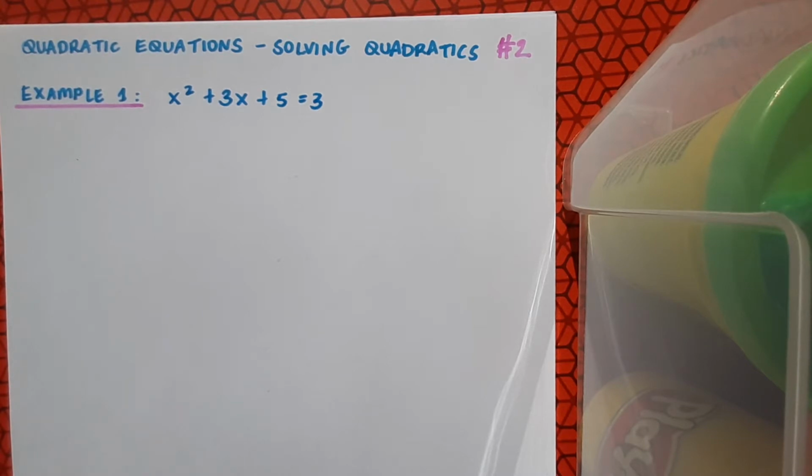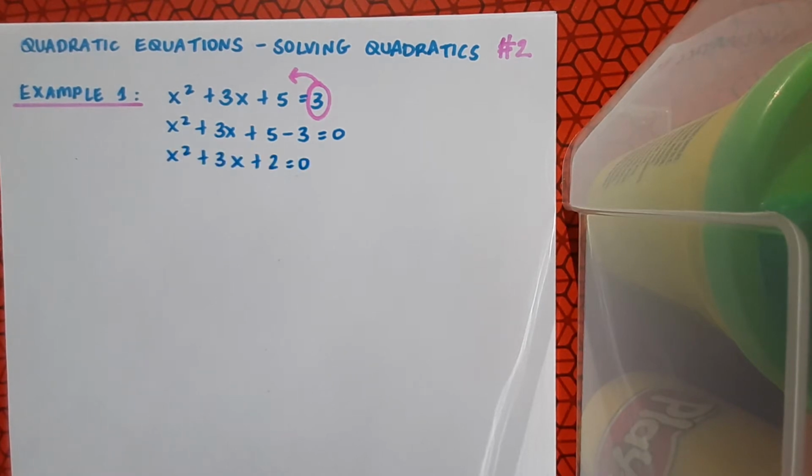Well, to be able to factorise and solve a quadratic, it has to be equals to 0, and this one quite clearly isn't. I've got this equals 3 on the end, but this is easily resolved by just taking the 3 across to the left-hand side of the equation. And of course I can tidy this up slightly as x squared plus 3x plus 2 equals 0. And now I have that crucial equals to 0 before I begin to factorise and solve.